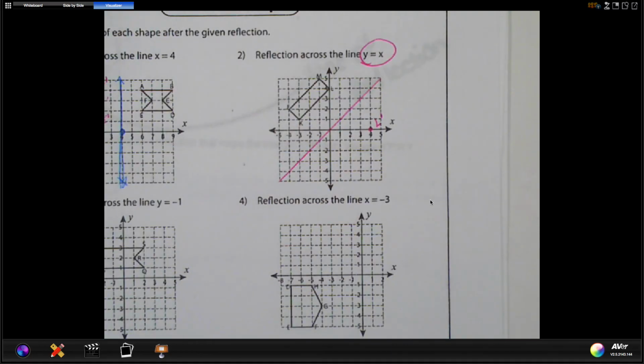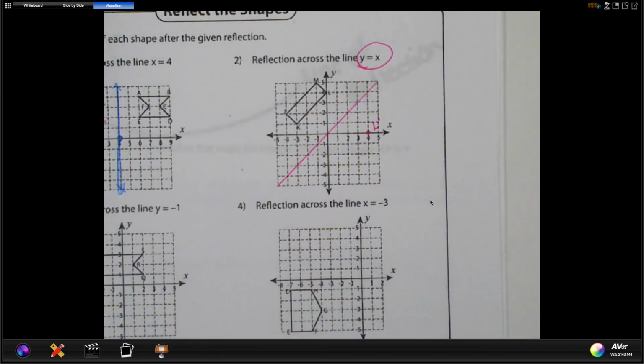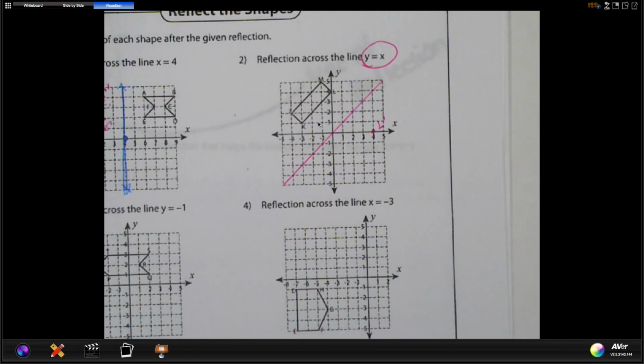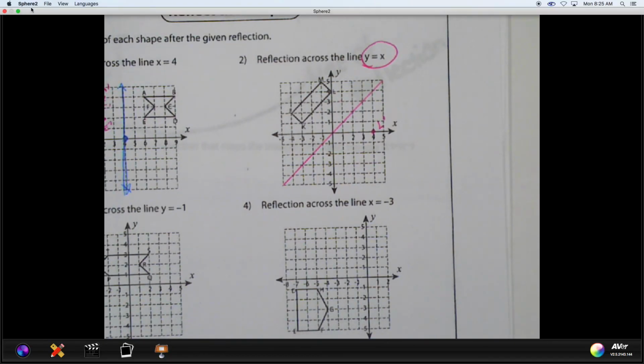That's the only diagonal. Hopefully this is enough to get you started on this lesson and get you through these 8 questions. If you have any questions on your worksheet, please make sure that you email me and I'll get back to you as soon as possible.